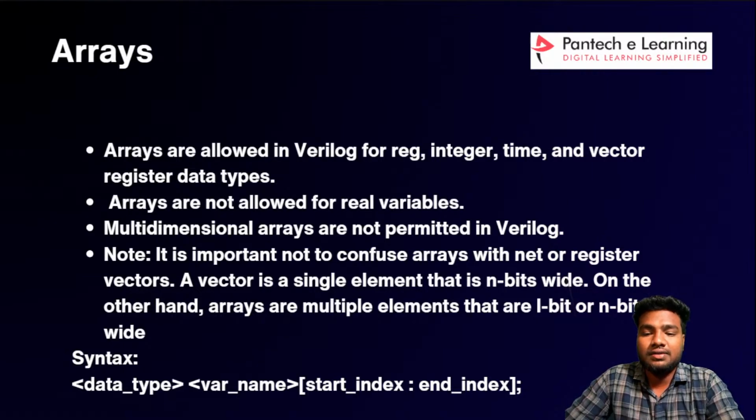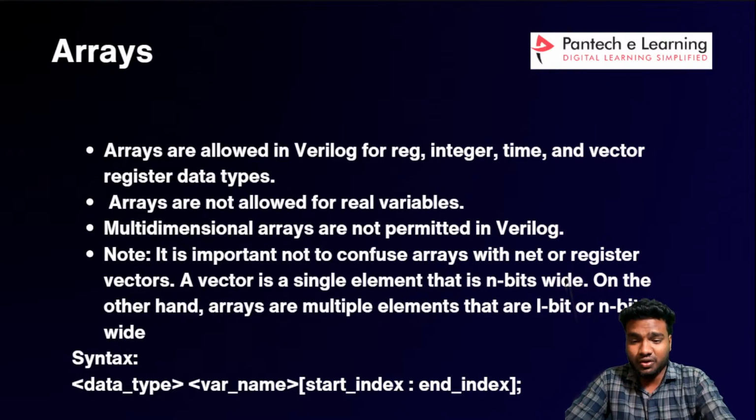Arrays are not allowed for real variables, so we can't make an array by using the real data type. Because it has decimal and fractional values, we can't make an array using the real data type.